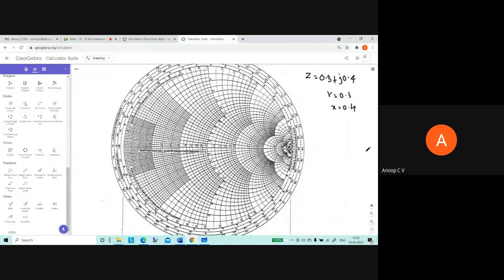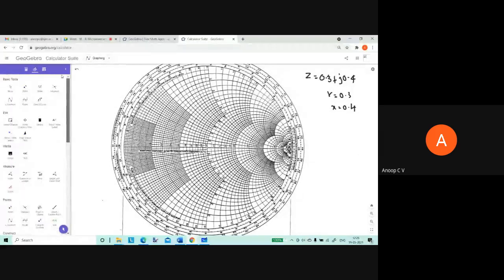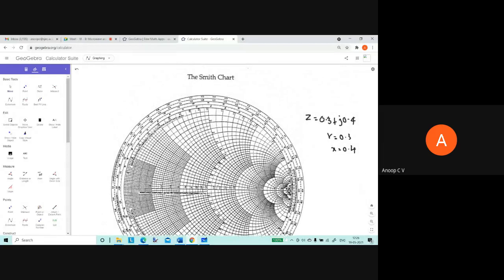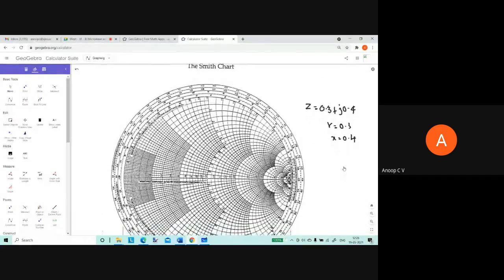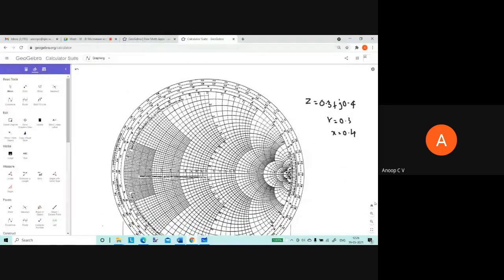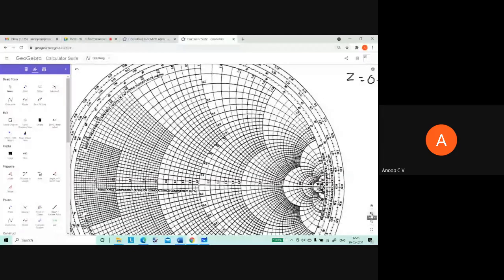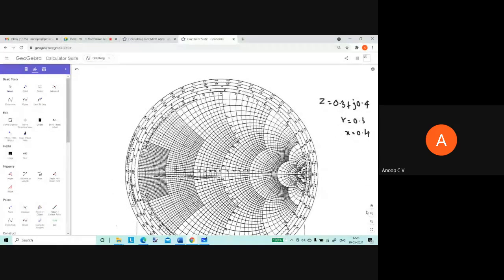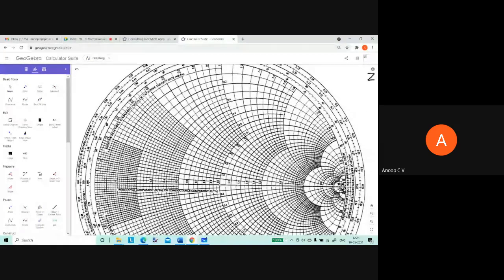As our entire story happens for positive X, I'll consider only this part for the time being. Why? Because I can't fit the entire Smith chart within my window. So I am zooming it in.